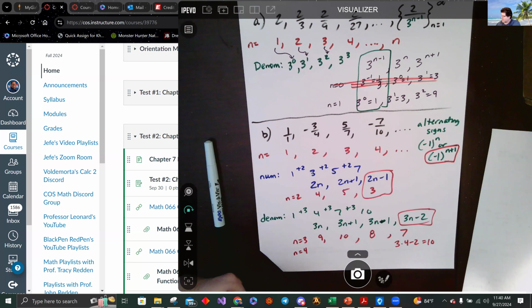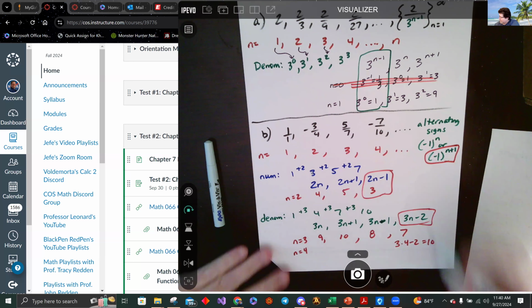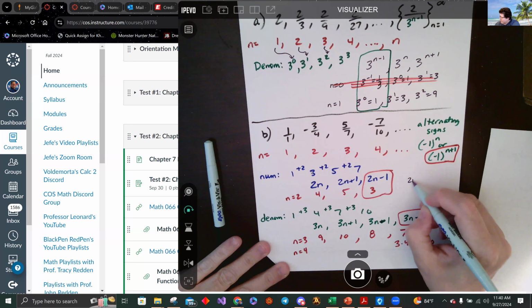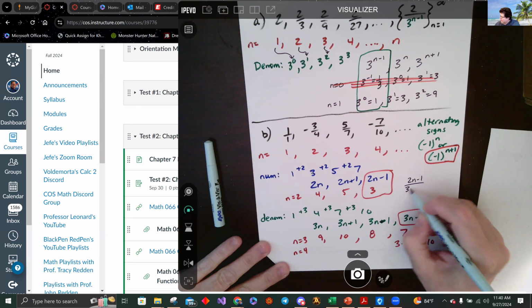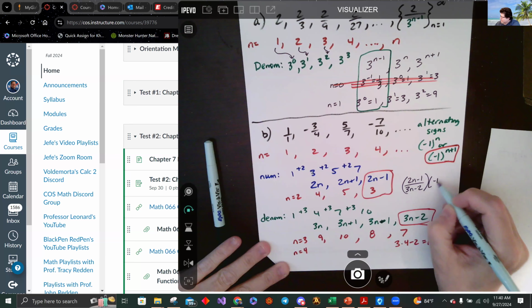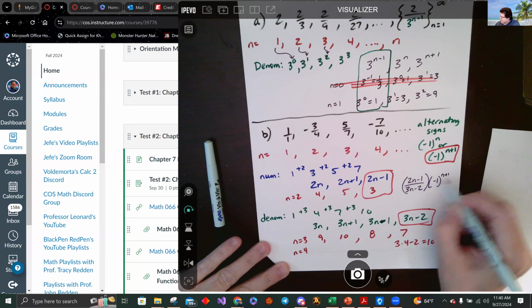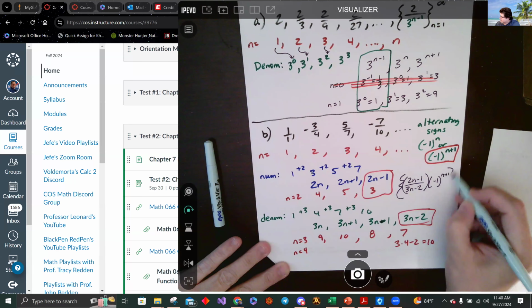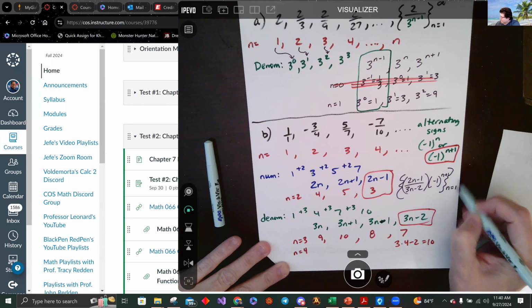So if I wrap this all up, I've got 2n minus 1 on top, 3n minus 2 on bottom, times -1 to the n plus 1. N equals 1 to infinity. Oh God, that's a terrible curly brace. God, that's terrible. I'm embarrassed.